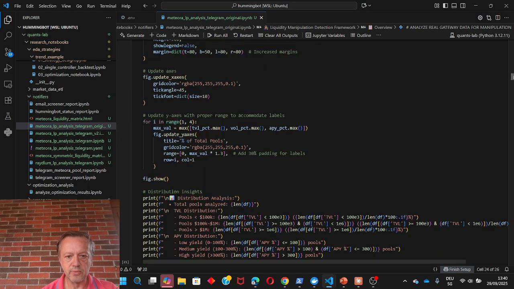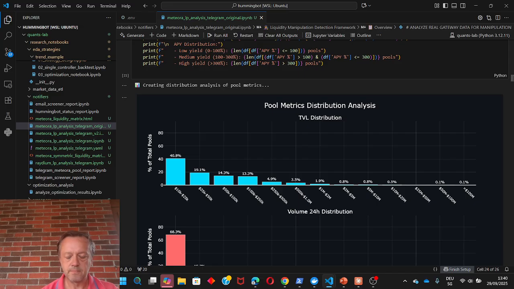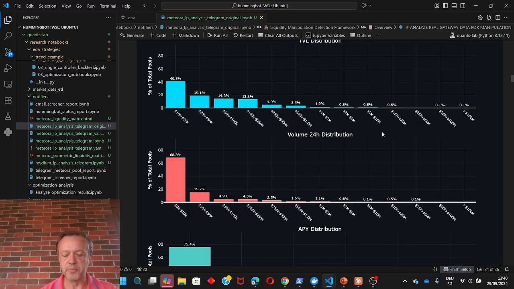Then if we jump into the following, here we also plot some distribution analysis, really high level. Here we're going to display the TVL distribution across different liquidity pool sizes. We're also going to see the distribution over the last 24 hours in terms of volumes. As you can see, the liquidity in terms of volumes and TVL is mostly concentrated in just a bunch of pools, as one would expect.